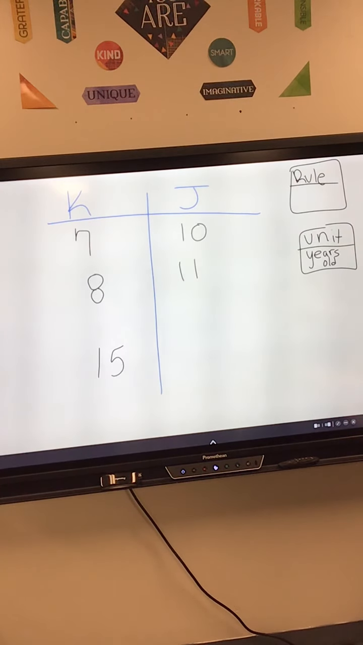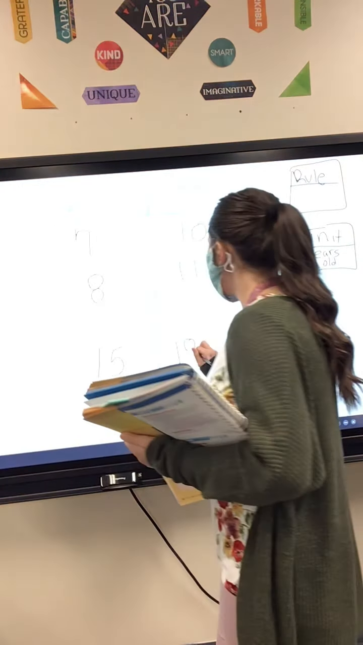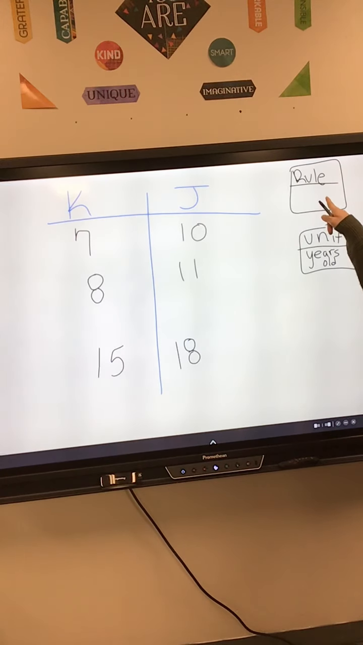You need to make the tens line up. Isn't that a tricky one? This is a tricky one. Okay, guys, what's the answer? 18. Someone tell me how you know that. What math did you do to get from 15 to 18? What was your rule? What is the rule? Renzo?